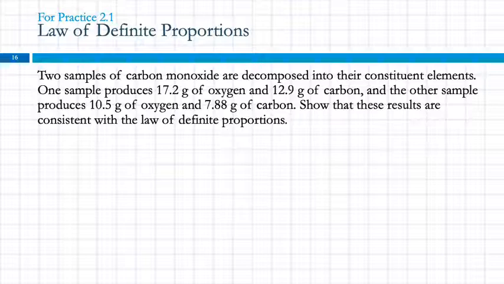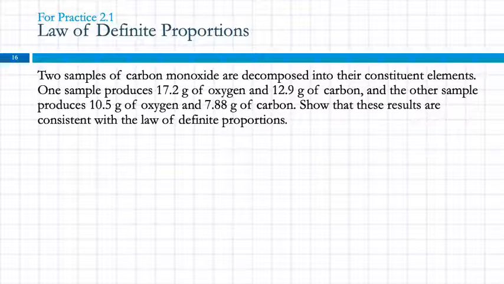So this says 2 samples of carbon monoxide are decomposed into their constituent elements. One produces 17.2 grams of oxygen and 12.9 grams of carbon, and the other produces 10.5 grams of oxygen and 7.88 grams of carbon. Show that these results are consistent with the law of definite proportions. So what does the law of definite proportions predict about these ratios? They're going to be the same, right? So how do we show that?